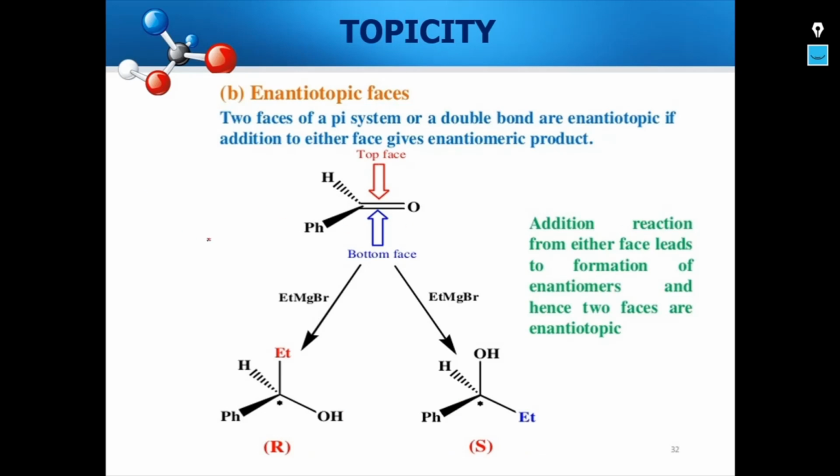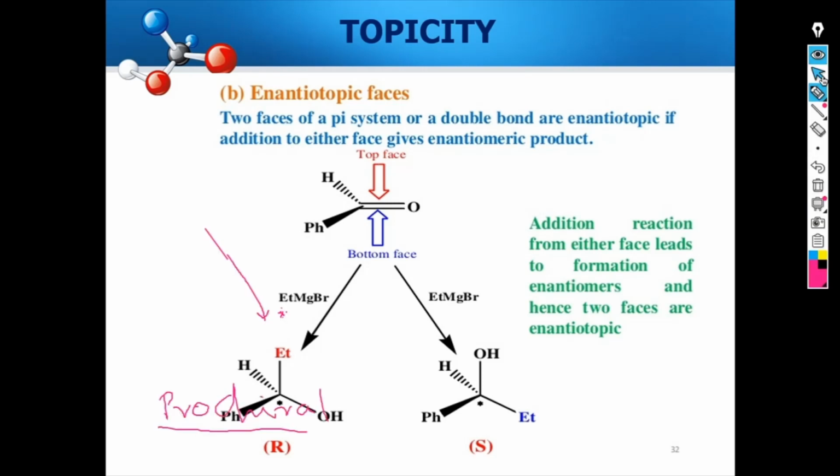Now let us try to understand what is meant by an enantiotopic phase. I hope you can recall what is a homotopic phase. I would like to recall here what is a homotopic phase, as we discussed in the last class, in the earlier part.